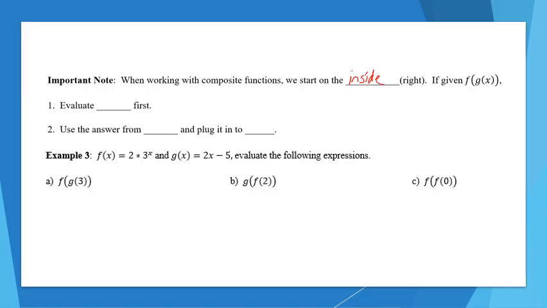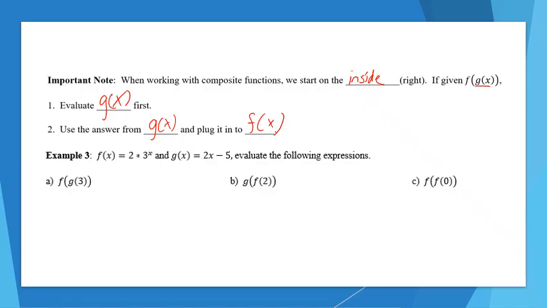So if we were given f of g of x, we're going to plug x into g of x first, right? That's going to be our first step before anything else. And then we want to use our answer for whatever we get from g of x, and then just take that number and plug it into f of x. So let's try example 3.